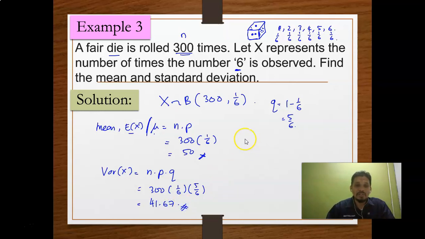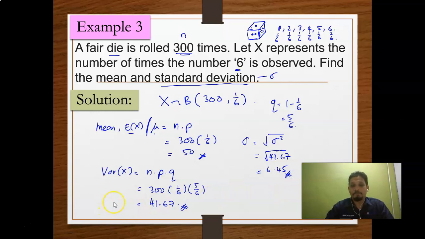And standard deviation, which is represented by the symbol sigma, is the square root of variance. So the square root of 41.67 equals 6.45. That's it.